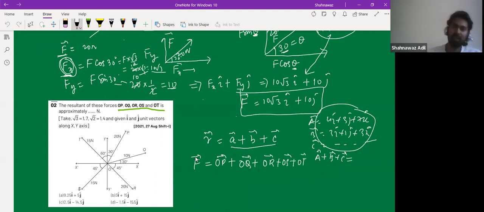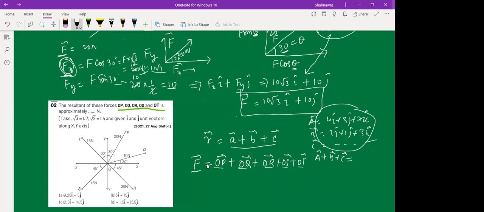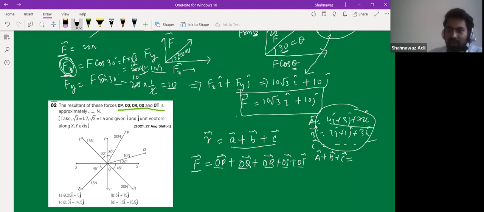So what is our goal? We'll calculate the Cartesian form of each and every vector. So this will be enough to calculate the total resultant. Understood? Yes, sir. And then if we have the Cartesian form, then we'll calculate the magnitude and the direction. Understood? Yes, sir.